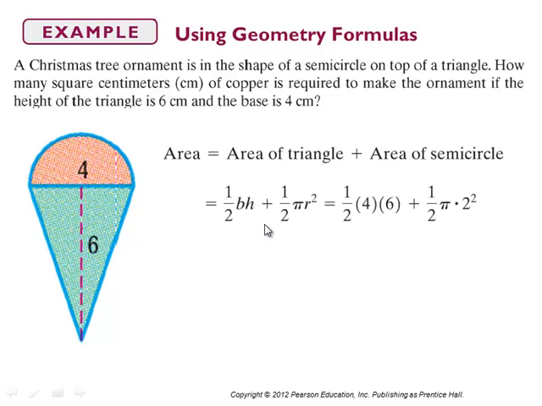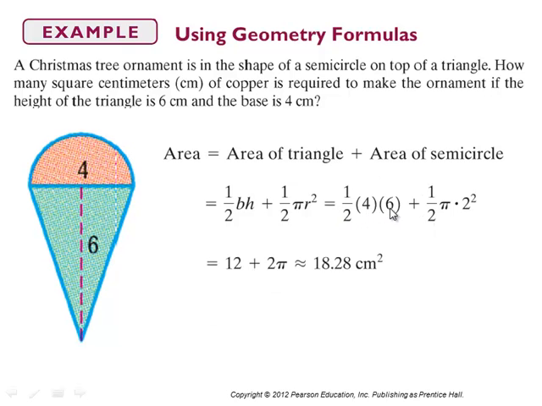Of course, we know the area of a triangle is 1/2 times the base times the height. The base is going to be 4. The height is going to be 6. So 1/2 times 4 times 6 is the area of the triangle. Now for the semicircle, well, that's half a circle. We know that the area of a circle is pi times the radius squared. The radius is going to be 2, half of the 4 diameter. So here's pi times 2 squared. Take half of that for the semicircle. And then just simplify those numbers.